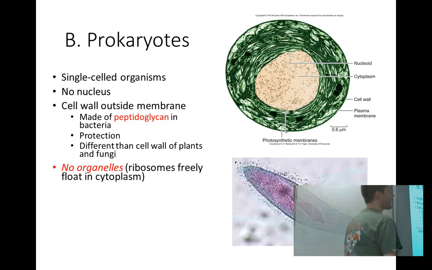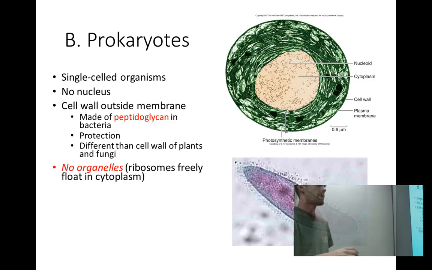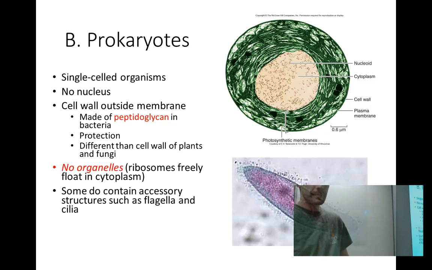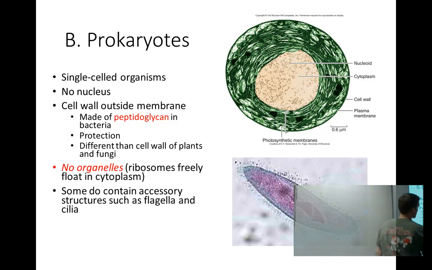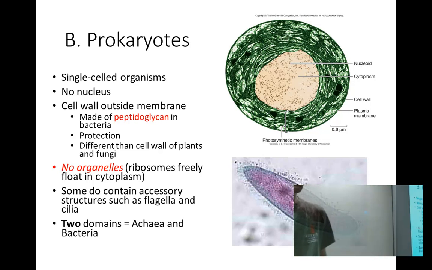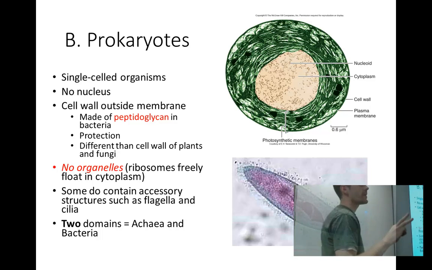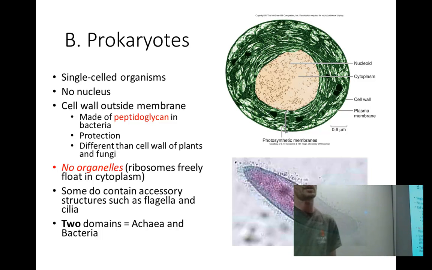Big thing is it does not have organelles. Okay, so it doesn't have membranes within its membrane. Everything in the cytoplasm is just free-floating, including the ribosomes. Some of them do contain some accessory structures like flagella or cilia. You see the cilia on this cell here. And two of our three domains are prokaryotes. The archaea, so there should be an R in there, sorry. A-R-C-H-A-E-A. And bacteria, or eubacteria.